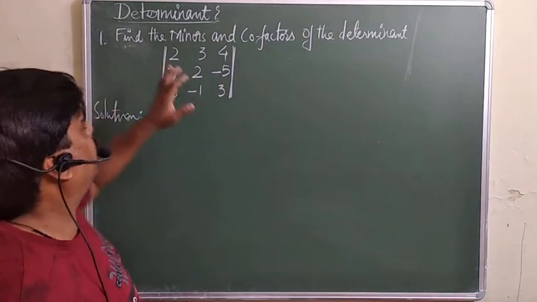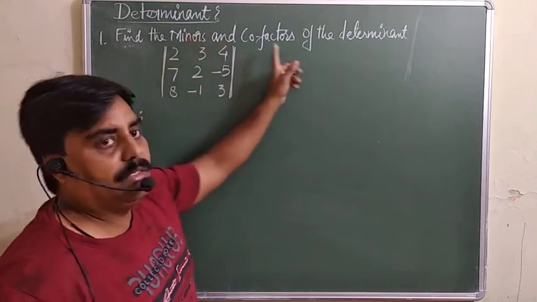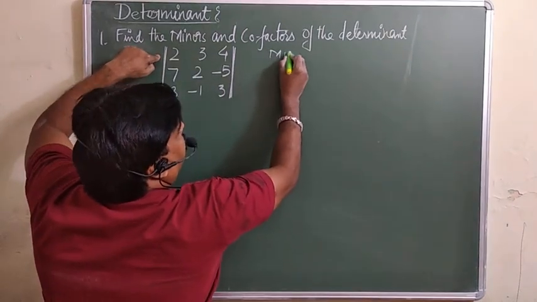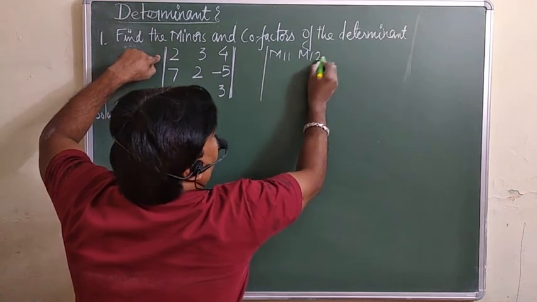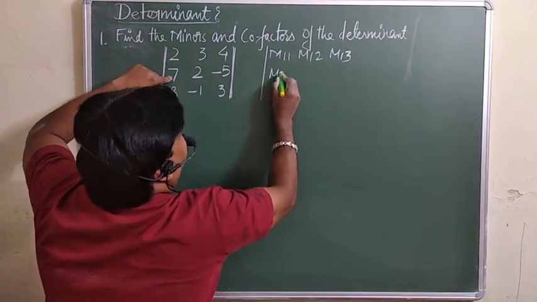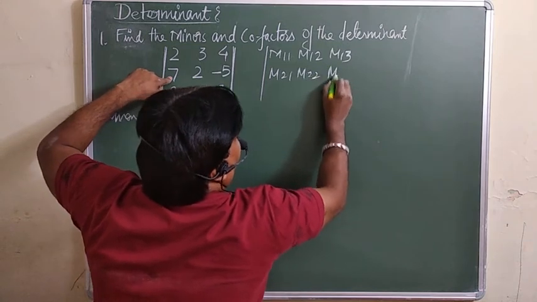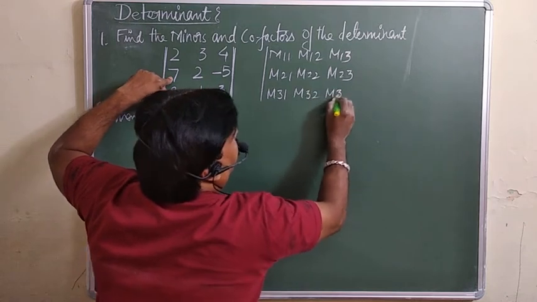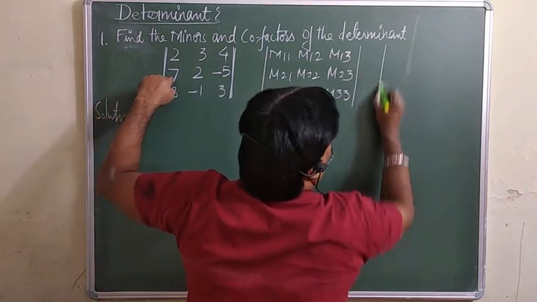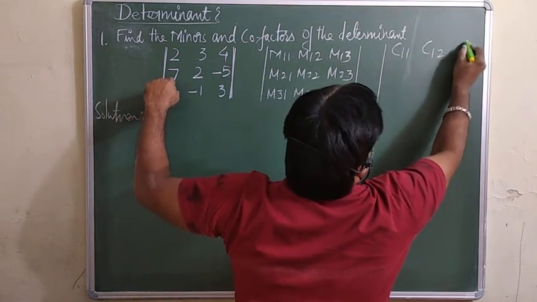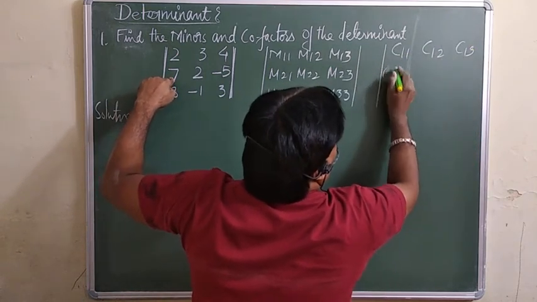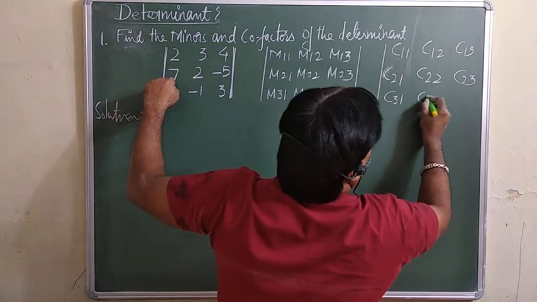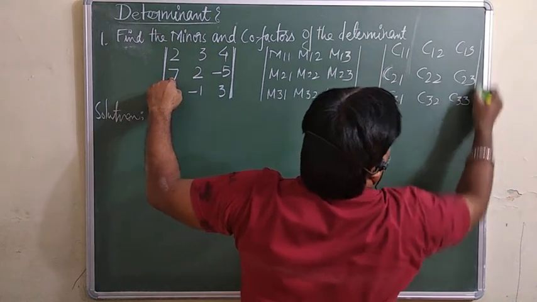Okay, now the question we are taking: this determinant is given, and we have to find the minors and cofactors. You can assume the minors are M11, M12, M13, similarly M21, M22, M23, M31, M32, M33. These are your minors, and the cofactors are C11, C12, C13, C21, C22, C23, C31, C32, C33. These are the cofactors.